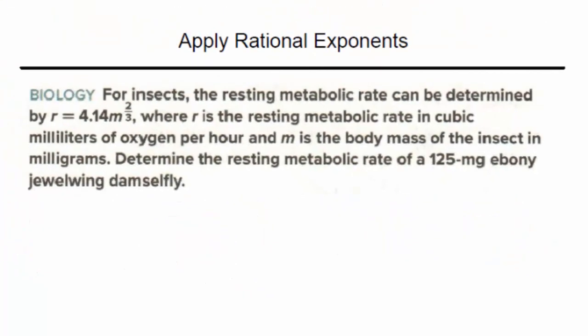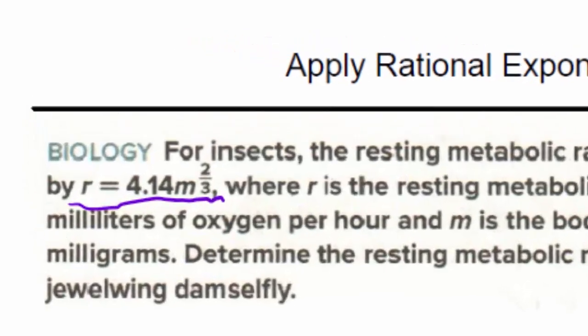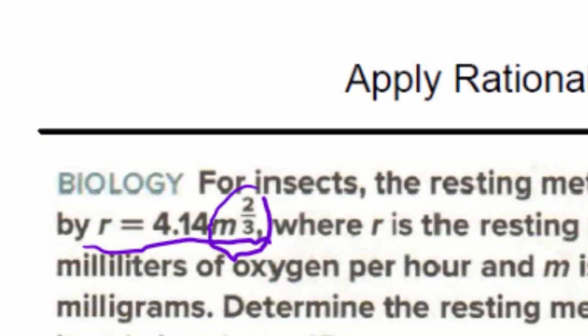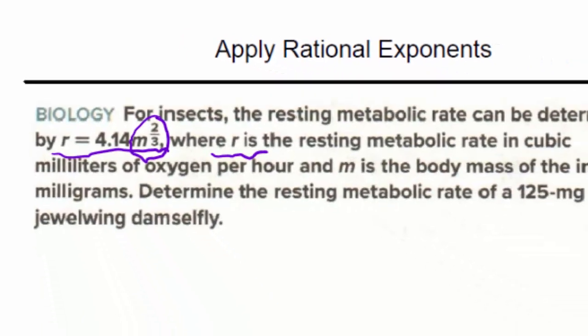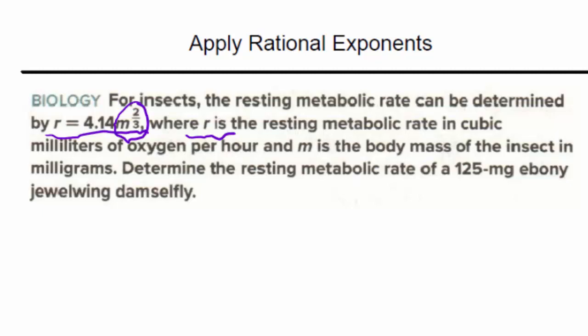So for our last example, we're going to apply rational exponents. For insects, the resting metabolic rate can be determined by the formula R equals 4.14 m to the 2/3 power. One thing you need to be aware of here is the 2/3 power only affects the m, where R is the resting metabolic rate in milliliters of oxygen per hour, and m is the body mass of the insect in milligrams. Determine the resting metabolic rate of a 125 milligram ebony jewelwing damselfly.